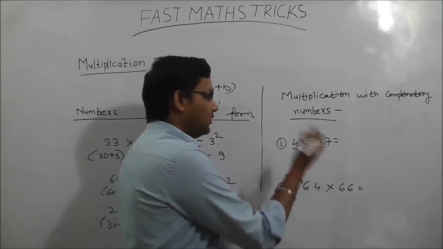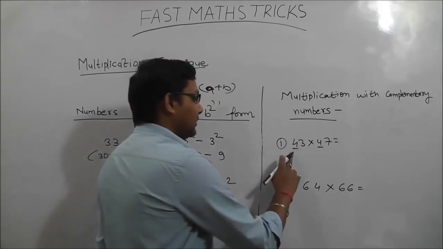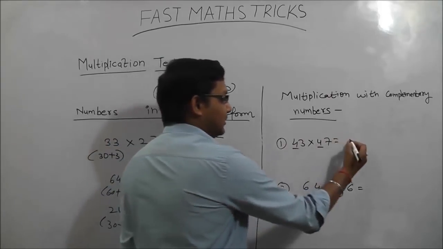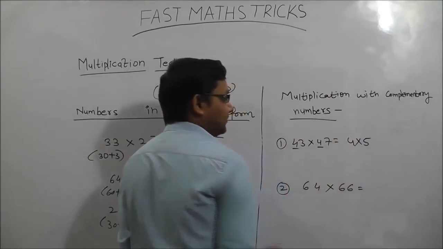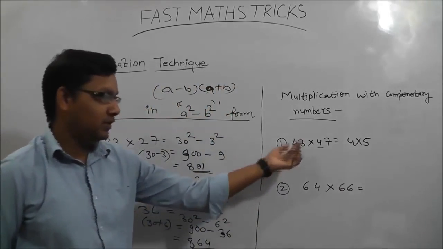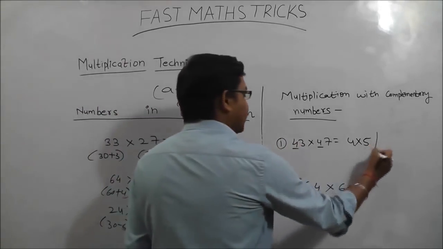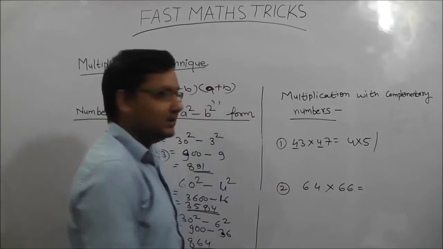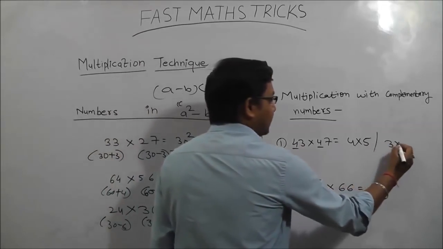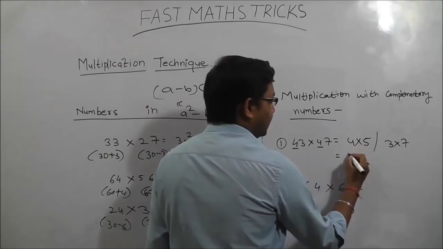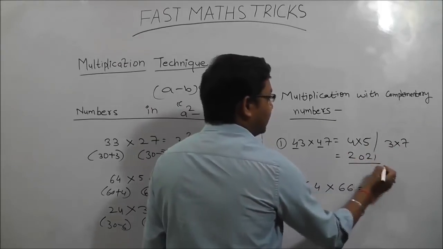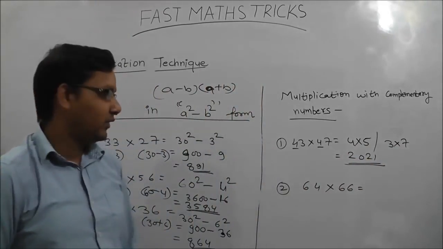So what to do in this type of question? You multiply the tens digit with the next digit, that is 5. 4 into 5, 20. And simply multiply the ones digits, that is 3 into 7. 3 into 7. So how much will be the answer? 20, and here 21. In this way you can find the answer.